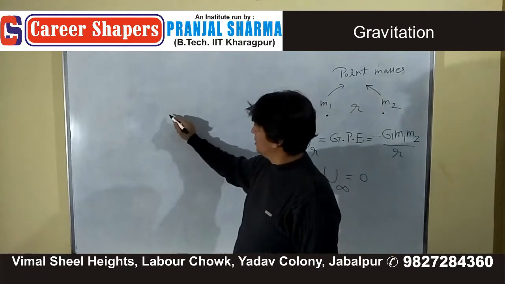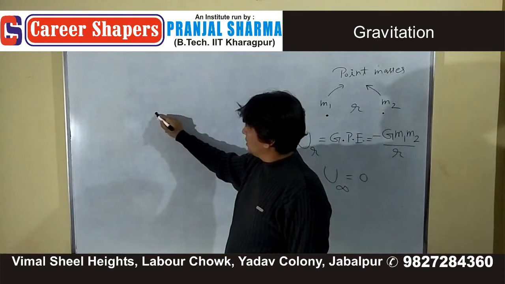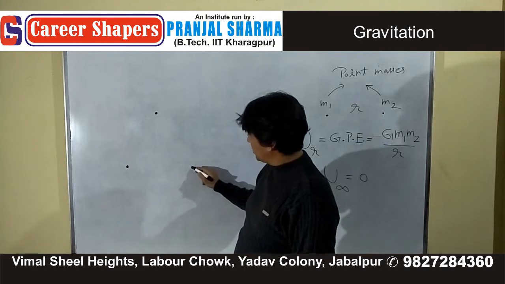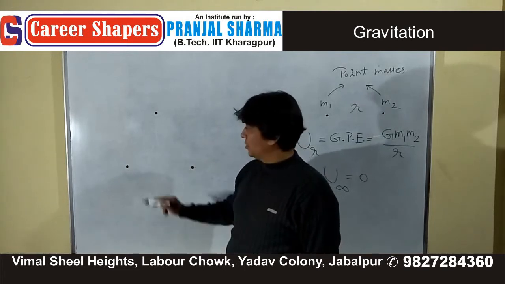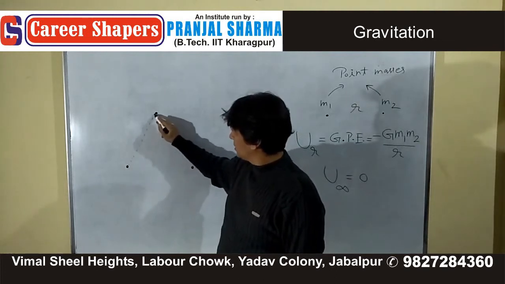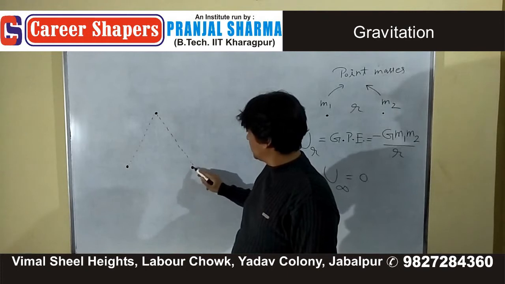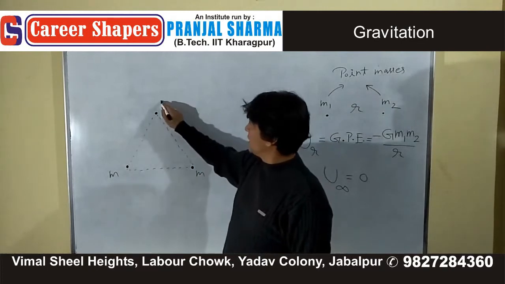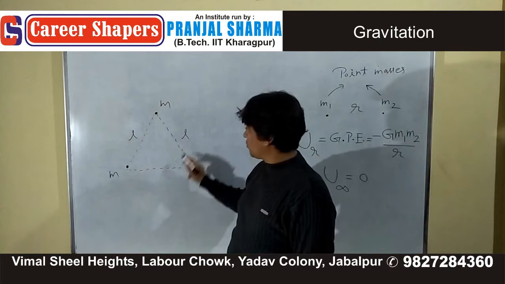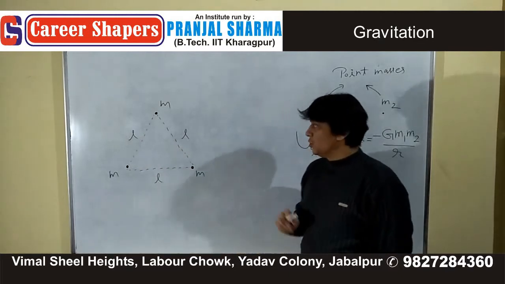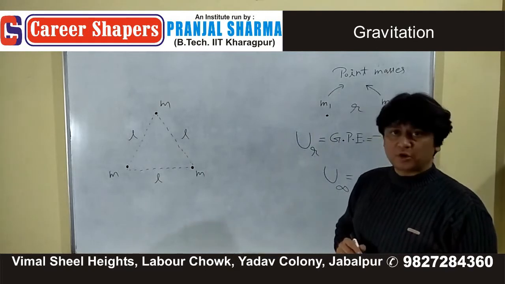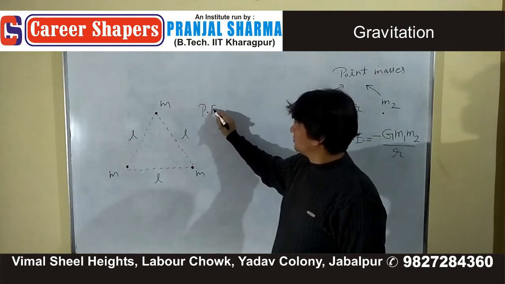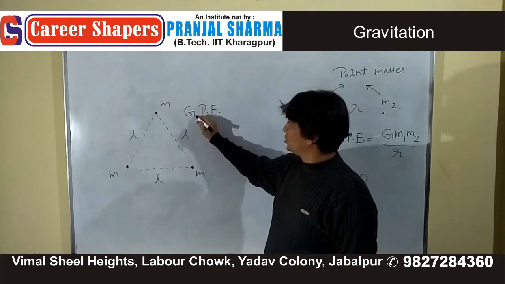Now the question is, we have got 3-point masses, and these 3-point masses are forming an equilateral triangle of side length L. There are identical masses M, M, M, forming an equilateral triangle of side length L. We need to find potential energy of this system, potential energy of this triangular system, gravitational potential energy.